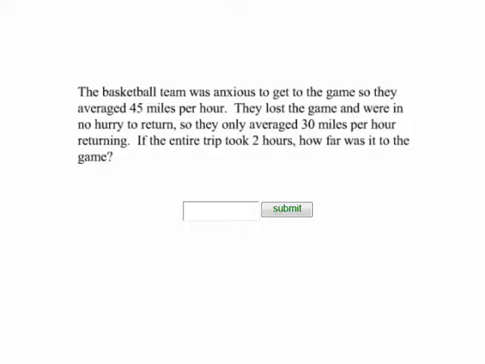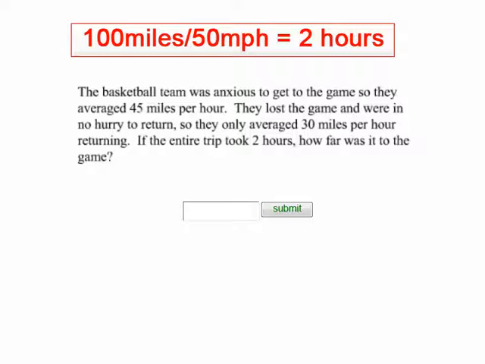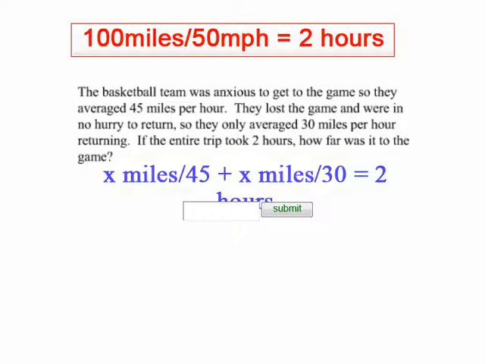When we encounter a problem like this, we find it easy to conceptualize things and to find out what we're looking for. If we go 100 miles at 50 miles an hour, it's going to take 2 hours. Within that configuration, we can substitute and see what we need to look for. In this case, they were going X miles at 45 miles per hour plus X miles at 30 miles per hour, and it took them 2 hours.